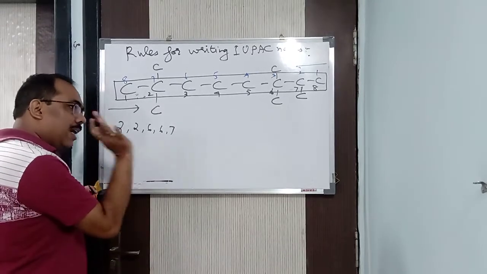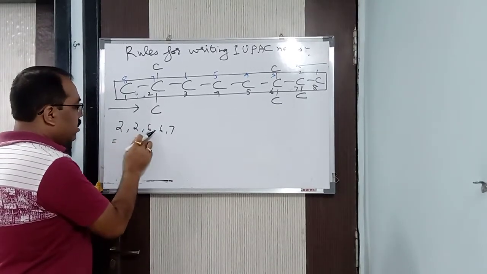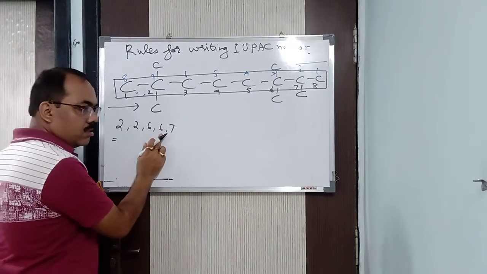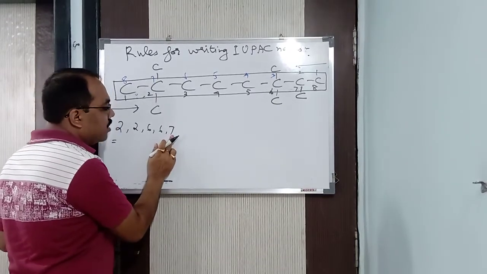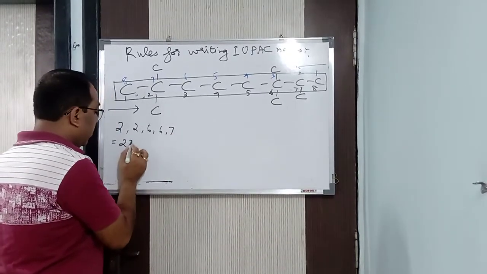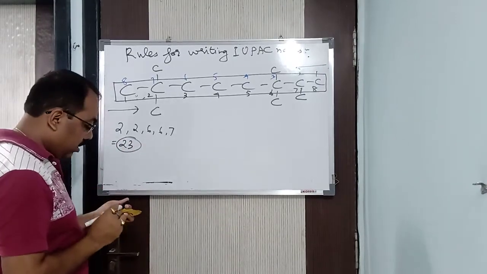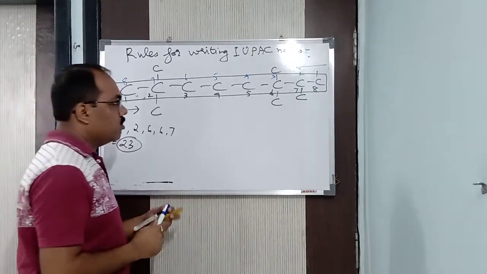Clear? Let me add up also and write the addition. 6 plus 4, 10. 10 plus 6, 16. 16 plus 7 is how much? 23. Alright? Now, from the blue we will count.